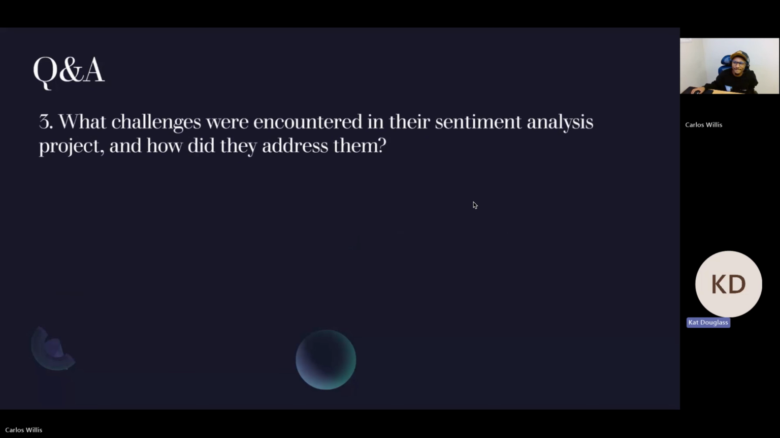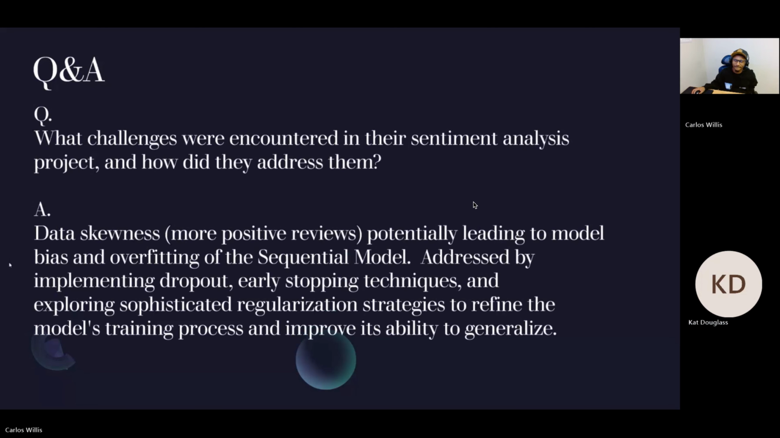And question number 3. What challenges were encountered in our sentiment analysis project and how did we address them? We encountered data skewness, more positive reviews, potentially leading to model bias and overfitting of the sequential model. We addressed this by implementing dropout, early stopping techniques, and exploring sophisticated regularization strategies to try and refine the model's training process and improve its ability to generalize.